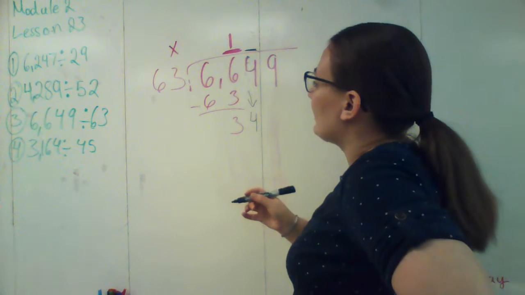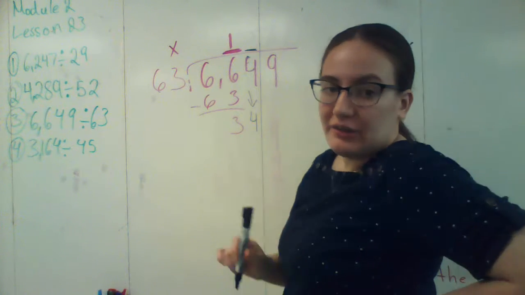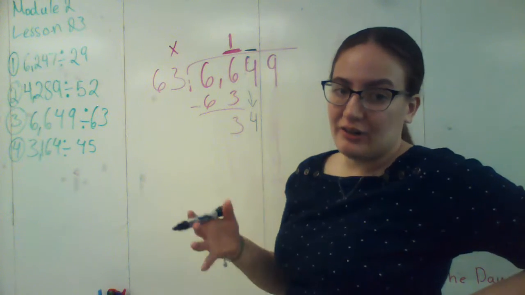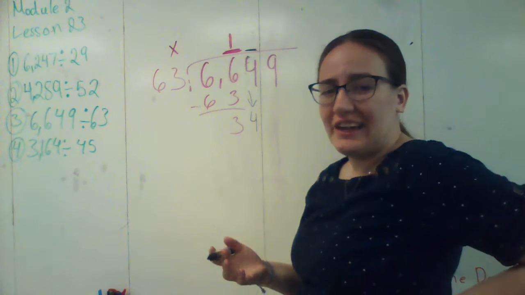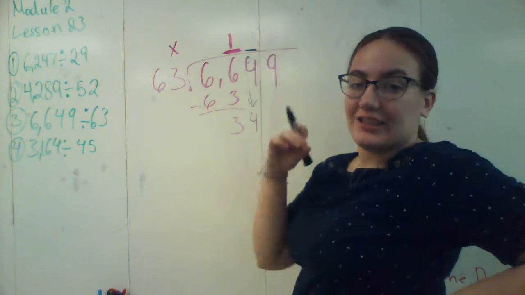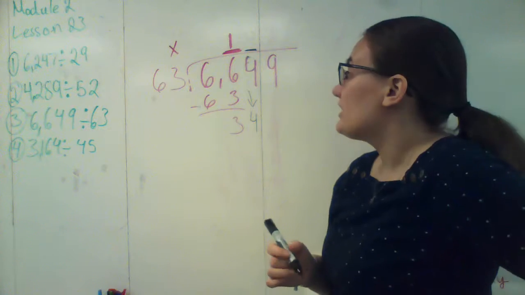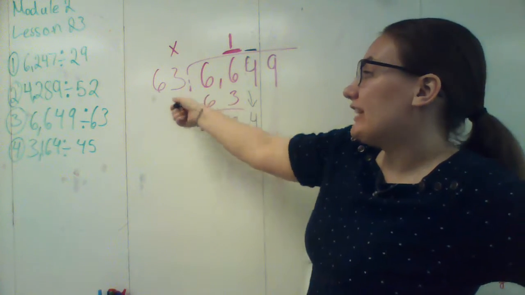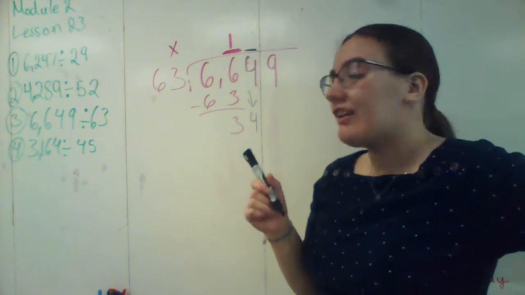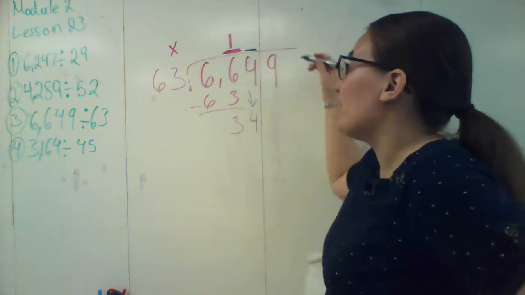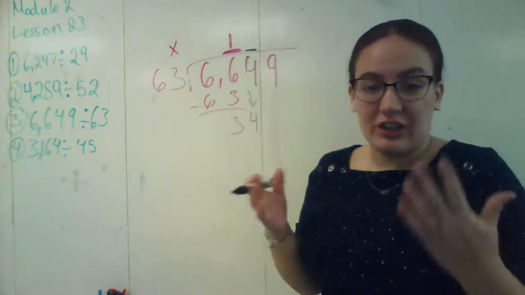And I'm going to think about, can 63 go into 34? Now, you might be like, well, I'm done here. I don't know what to do next. But this is very similar to the problem that you had at the very end of lesson 22. If 63 cannot fit into 34, I can't just move on to the next place value and then just put a number there and just call it a day.